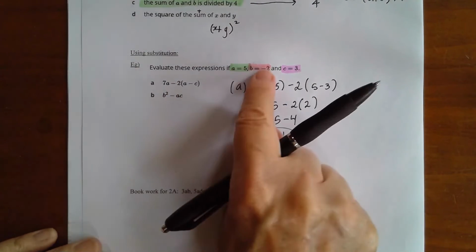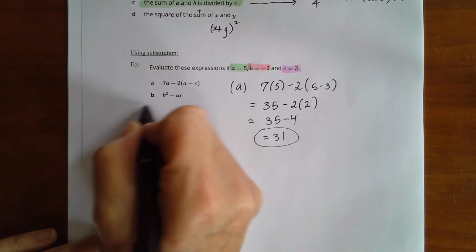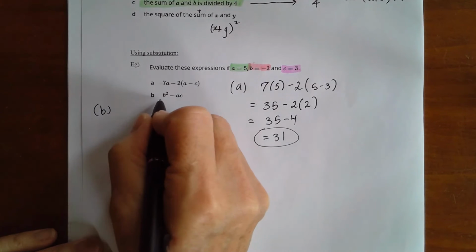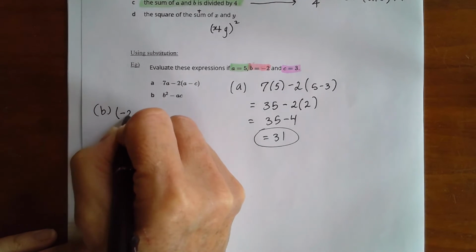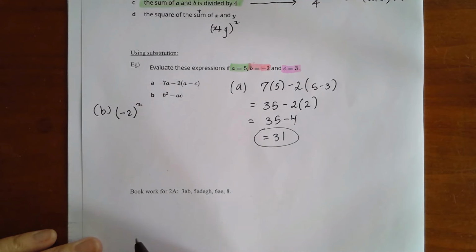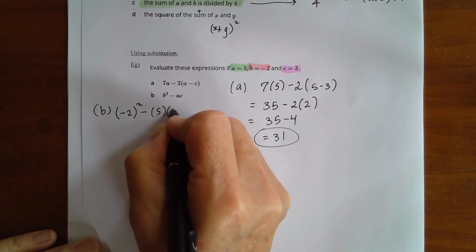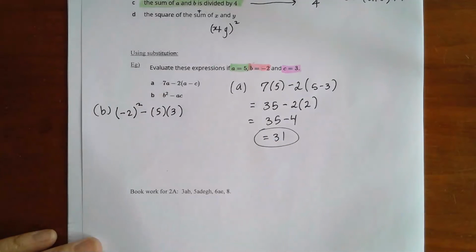This one's a bit harder because it's got that negative with the b. So I'm going to say this was a. B is b squared. So I have to put -2 in brackets. It will not work if you don't put it in brackets. Minus a times c, 5 times 3. Remember, right next to means multiply.